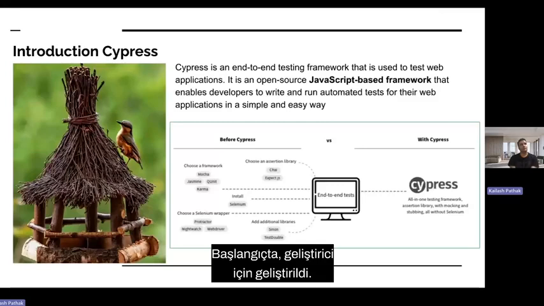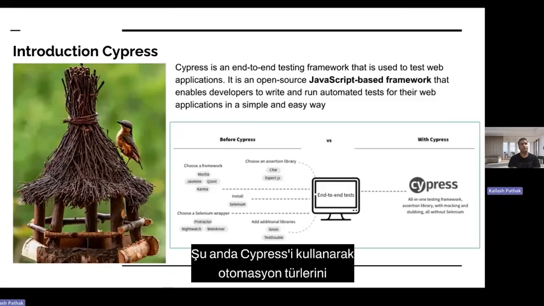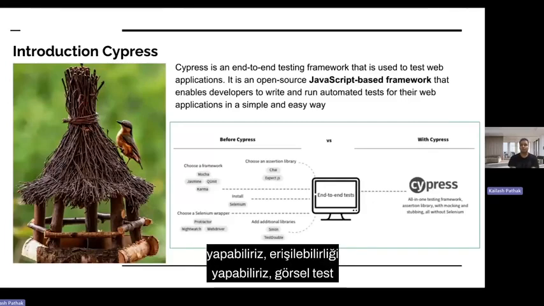Initially it was developed for developers, but later on they decided to provide this tool for the QA team also. So right now, using Cypress, we can do 5 types of automation. We can do UI automation, API automation, accessibility, visual testing, and mobile responsiveness testing.